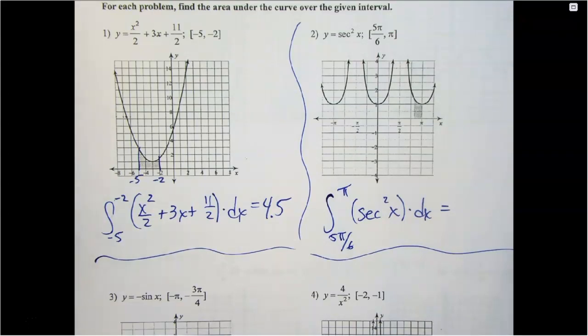Comma x, comma -5. Yeah, it's always the lowest of the highest.